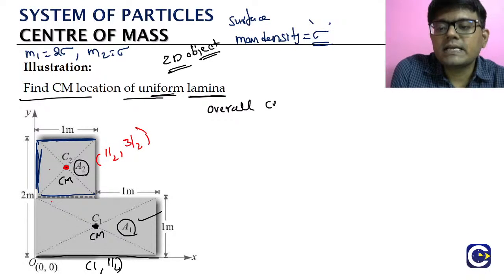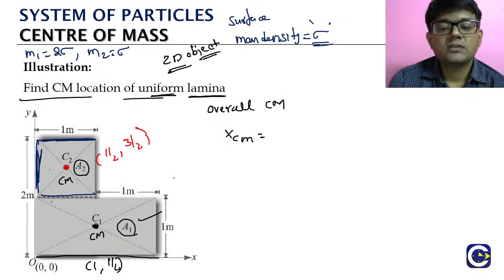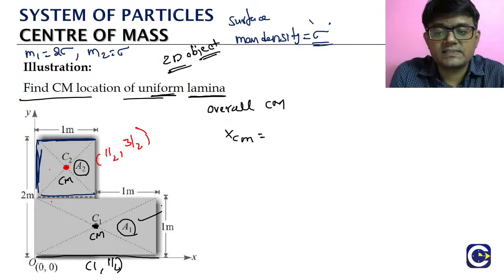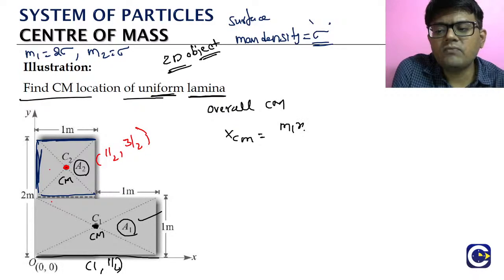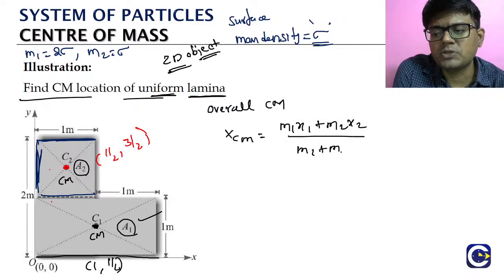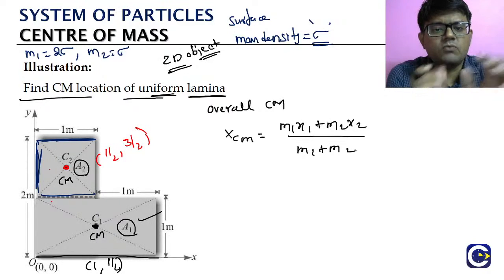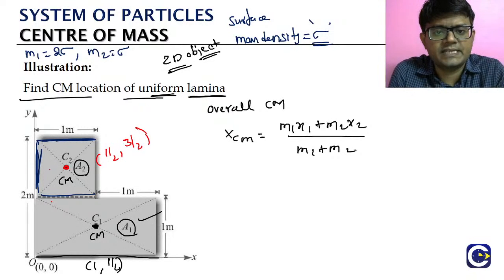Overall center of mass x_cm, பாருங்க, it will be what? We have to take the center of mass of these two locations. அது எப்படி வரும்? m1 x1 plus m2 x2 by m1 plus m2. கரெக்டா புரிஞ்சுக்கோங்க. என்ன நம்ம பண்ணிட்டு இருக்கோம்? We have located the center of mass of sheet 1, அந்த மாதிரி sheet 2 ஓட center of mass coordinates.